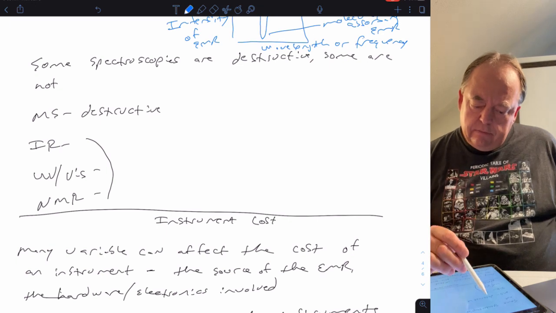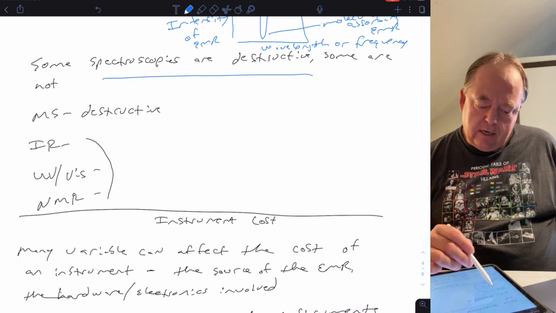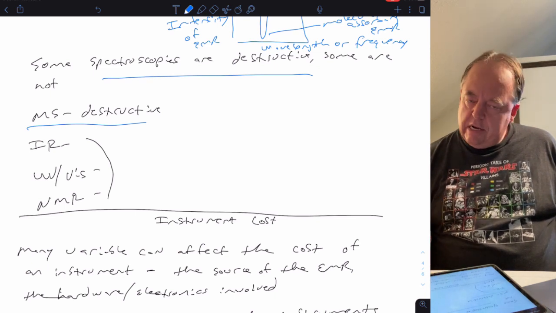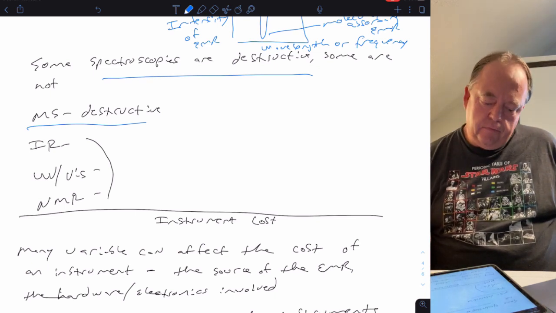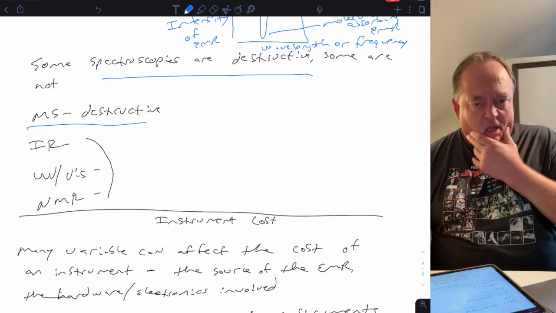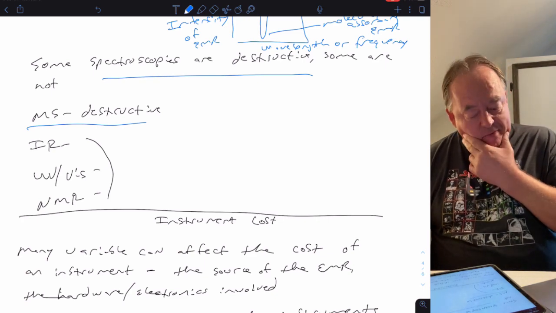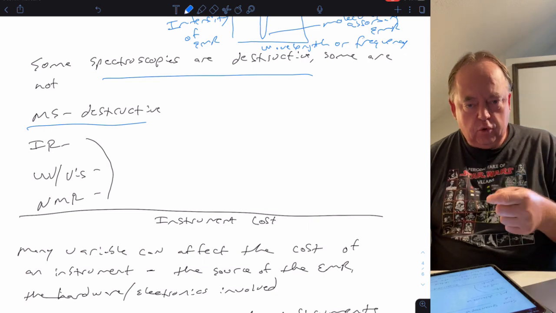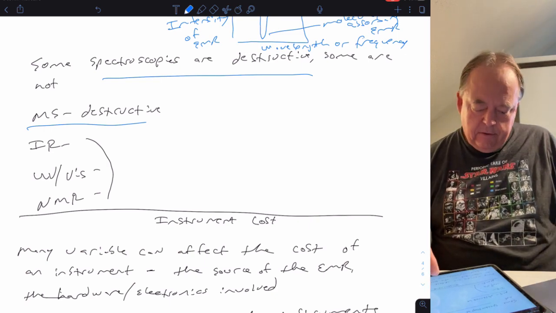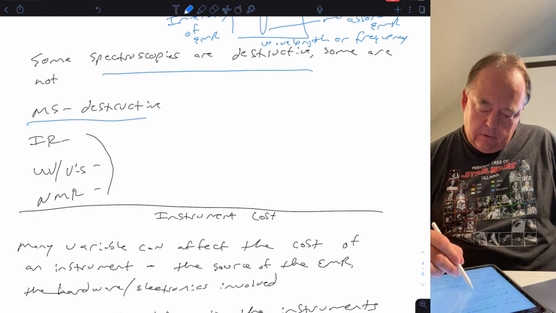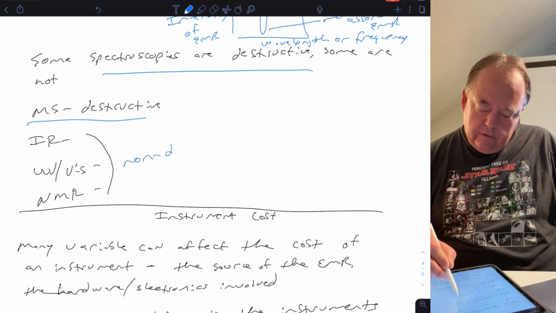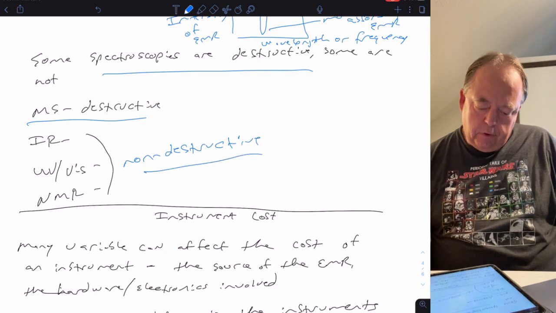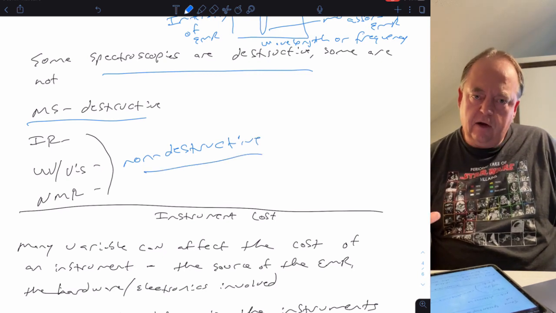Okay, so some spectroscopies are destructive and some are not. So mass spectroscopy is destructive. You put the sample in and you're not going to get the sample back out. So you have to keep that in mind if you only have a very little bit of sample. Of course, mass spec doesn't take much, but whatever you put in is going to be destroyed in the instrument. You're not going to get it back out. IR, UV-vis, and NMR are non-destructive. So whatever sample you put in and study, you can recover it at the end.